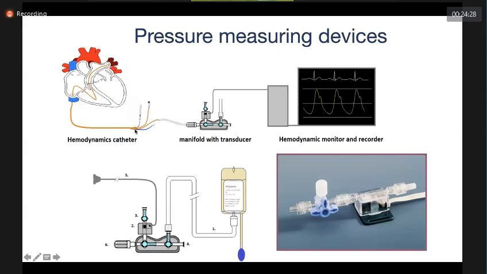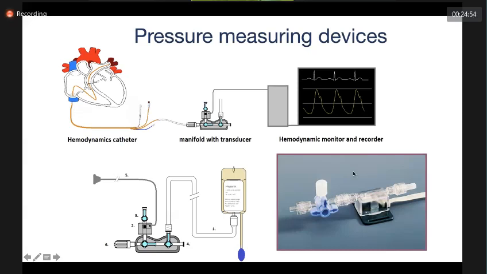So in your cath lab, you have a hemodynamic system here, which is connected to a manifold and transducer. The manifold, or a three-way connector, is connected to the fluid filled catheter system, with which you are checking pressures in the heart.